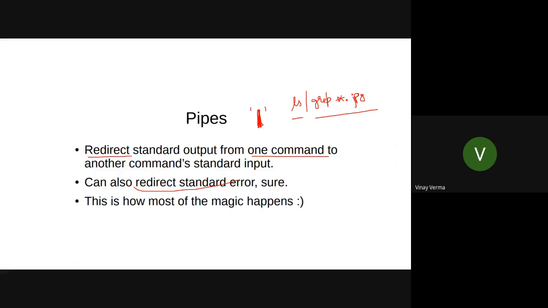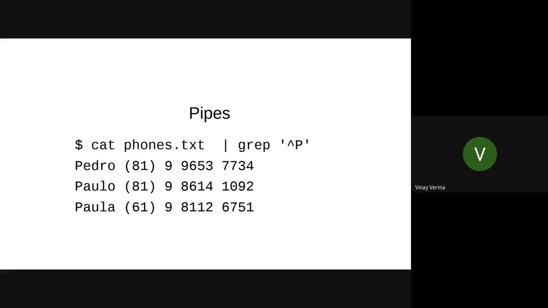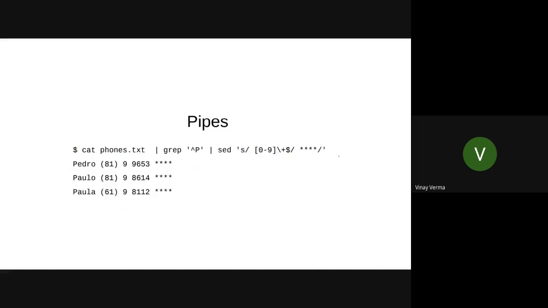You can also redirect standard error. That is true, and this is how most of the magic happens. By magic, I mean we can combine multiple things together. The cat command is used to show the contents of a file, so cat phones.txt shows all the content. Then if you use grep, cat phones.txt pipe grep in single quotes, this caret key, and then p. So the lines starting with p are present here.